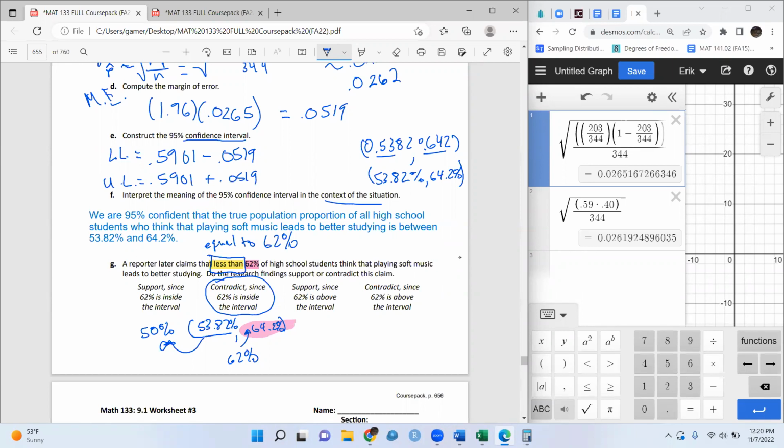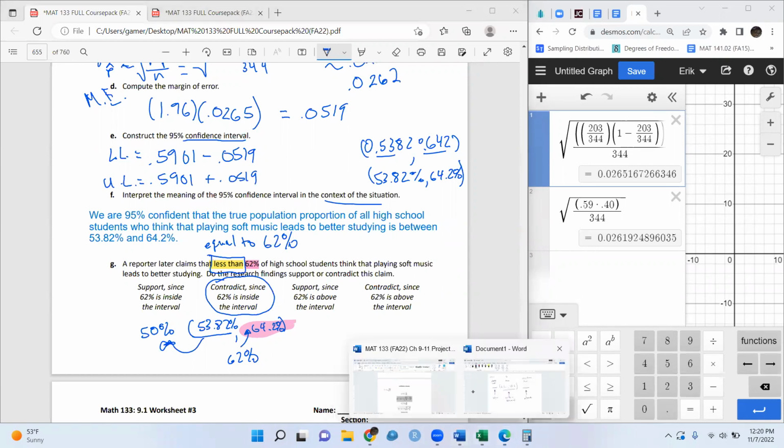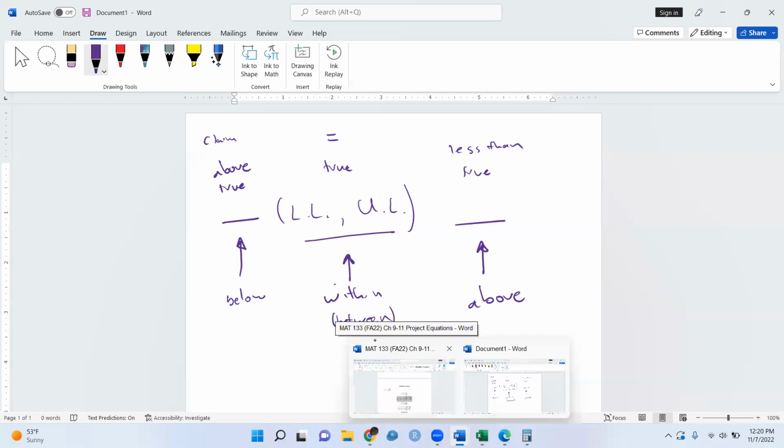It's a tricky question because there are 6 possibilities, right? Our number could be below, within, or above, and our claim could be above, equal to, or less than.